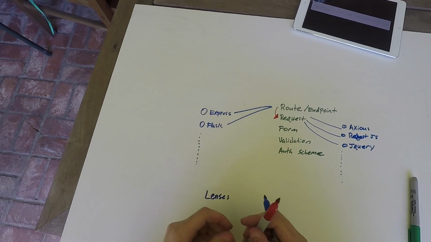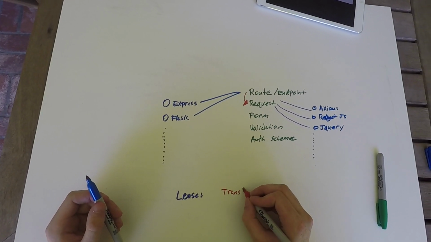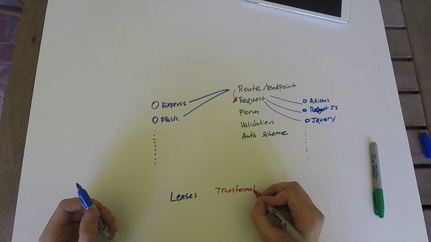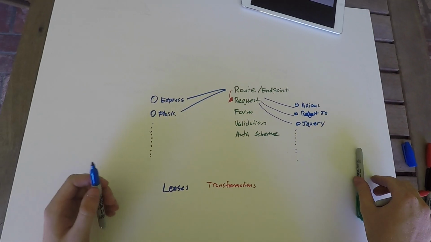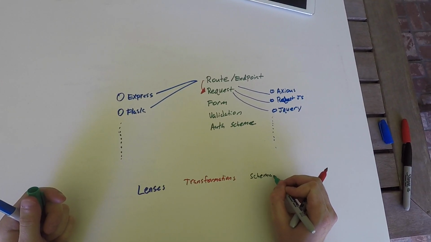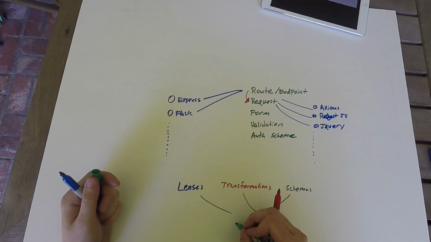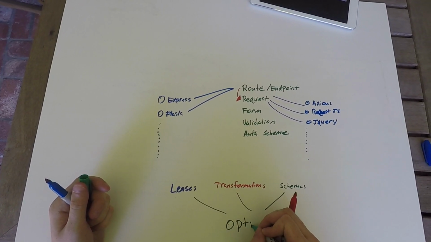So in summary, Optic combines lenses, which turn your code into data, transformations, which help you turn one kind of code into another and sync them over time, and schemas, which make it possible to create generic transformations between a lot of different libraries. You bring all these things together and you've got Optic.